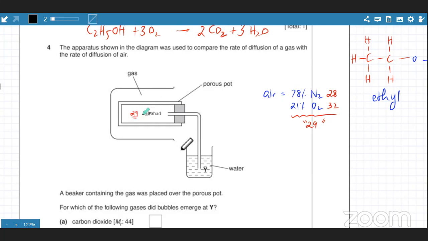Why am I trying to measure the mass of air? Because the mass determines the rate of diffusion. Heavier gases, slower diffusion. Heavier gases don't diffuse very fast; they travel slowly. So with heavier gases, slower diffusion is going to take place. Vice versa, if it's a lighter gas, then the diffusion would be faster.